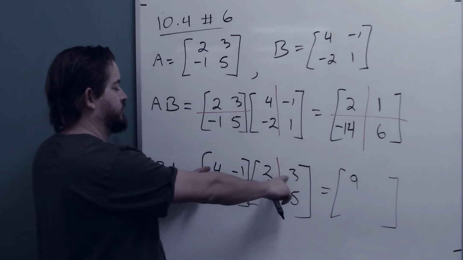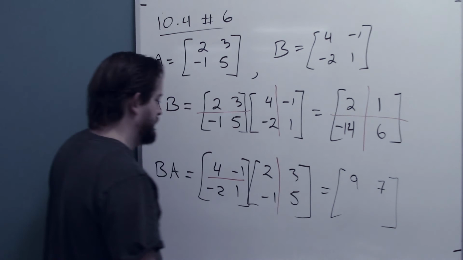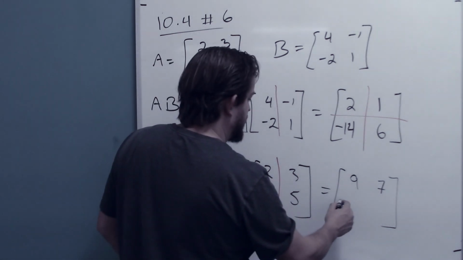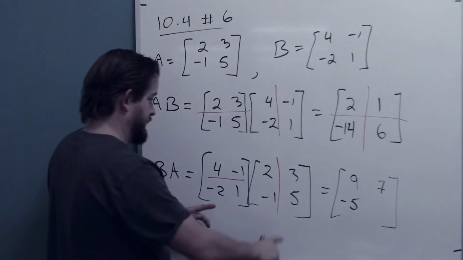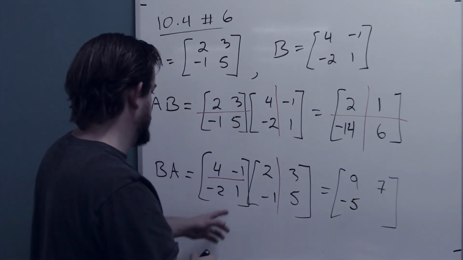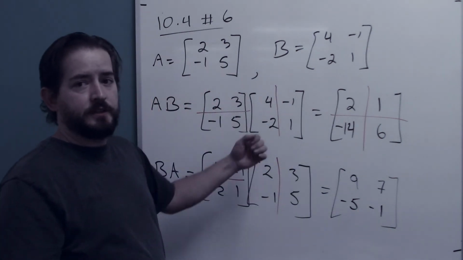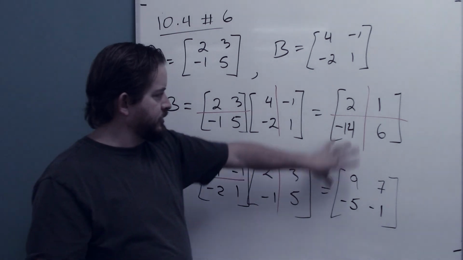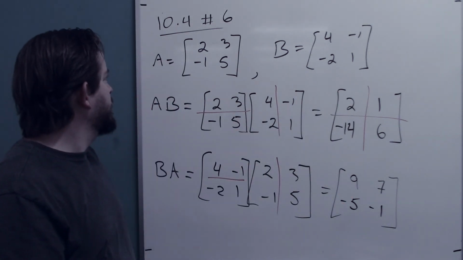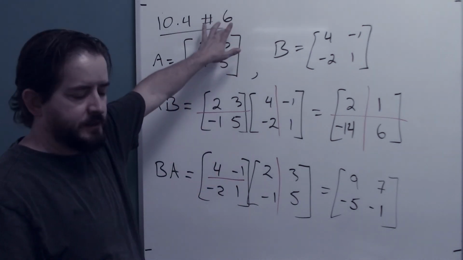Top on the right, 12 minus 5 is 7. -4 and -1 more is -5. And then -6 and 5 is -1. Not only is it different, but every single element is different. It's not even just a rearrangement, it's completely different. So that is 10.6. That's number 6, sorry.